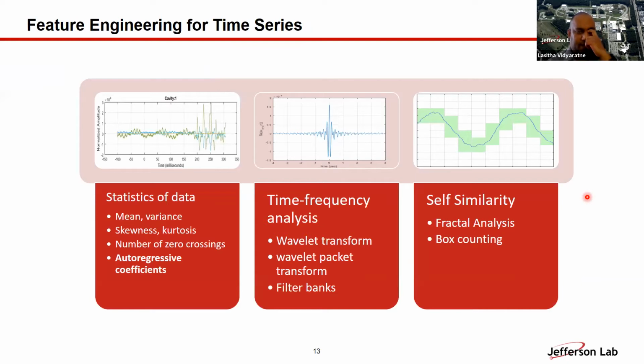So first, feature engineering. For time series data, there are many feature engineering techniques in literature, starting from simple statistics of data like mean, variance, skewness, kurtosis, number of zero crossings, to a little more involving autoregressive coefficients, to different types of features like time frequency analysis, wavelet transform, and so on, to self-similarity features. Looking into each of these types, we finally selected autoregressive coefficients as our feature extraction algorithm due to its speed, and it turned out that performed quite well with our data.